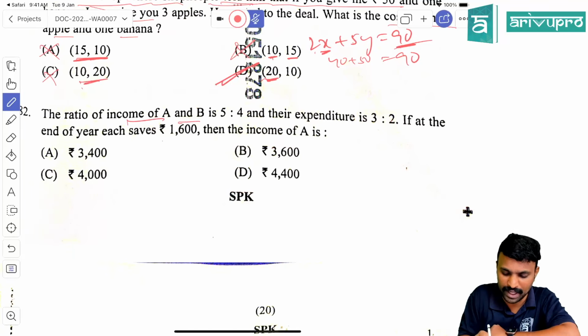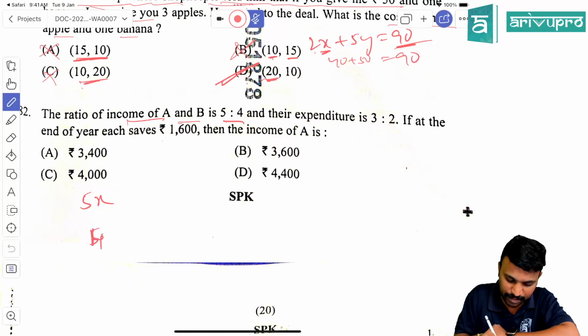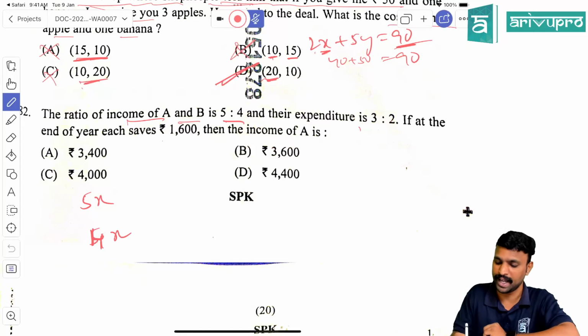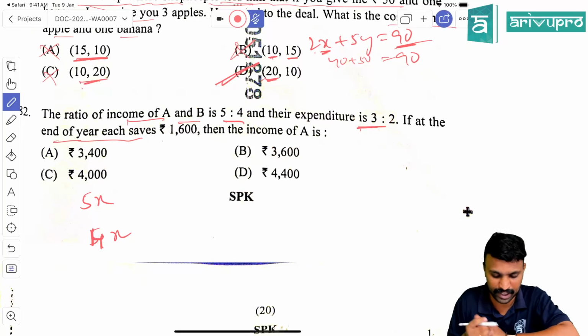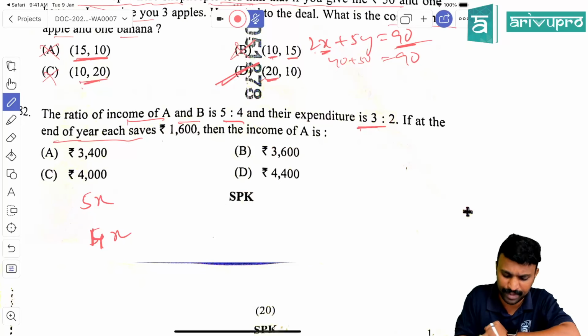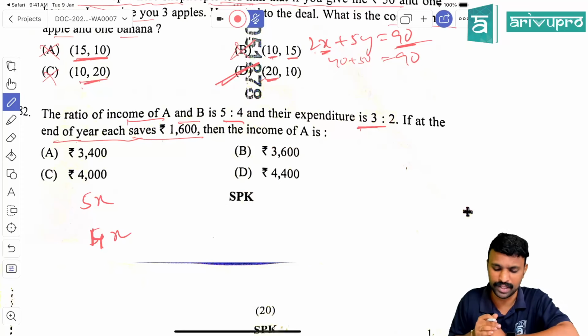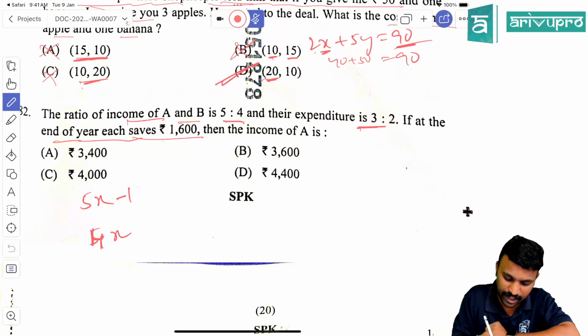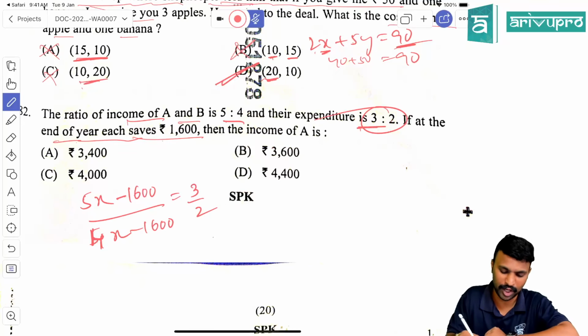The ratio of the incomes of A and B is 5:4. Sorry, 5x and 4x are the incomes of the 2 persons. Their expenditures are in the ratio 3:2. At the end of the year, each saves 1,600. That means income minus saving will give you expenditure. So if I take the ratio, the expenditure ratio is given as 3:2. Just do the cross multiplication.